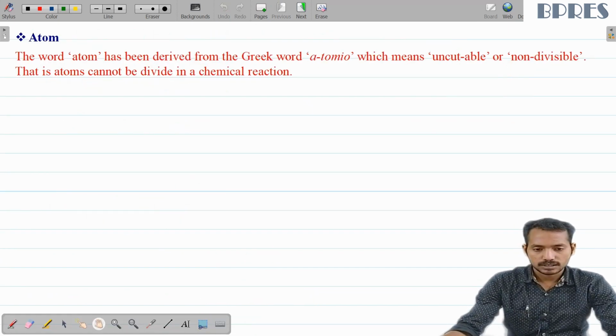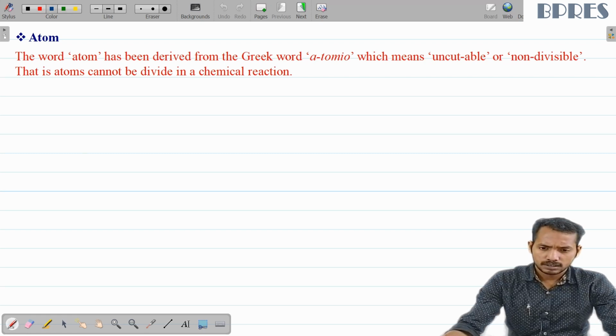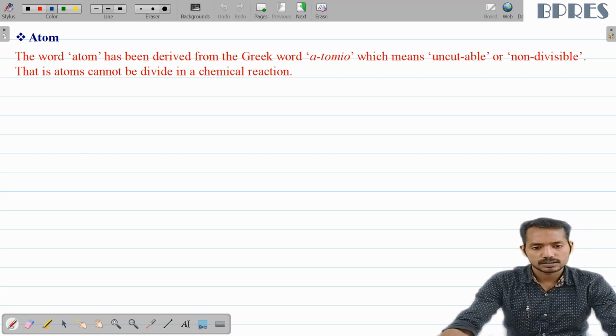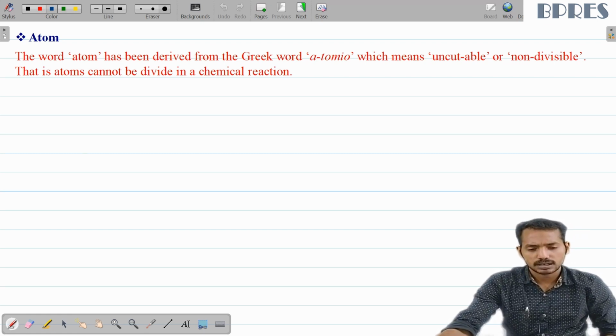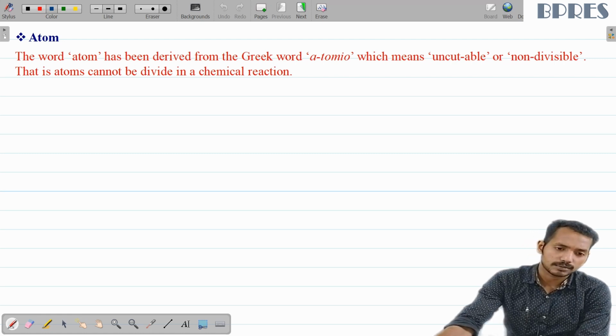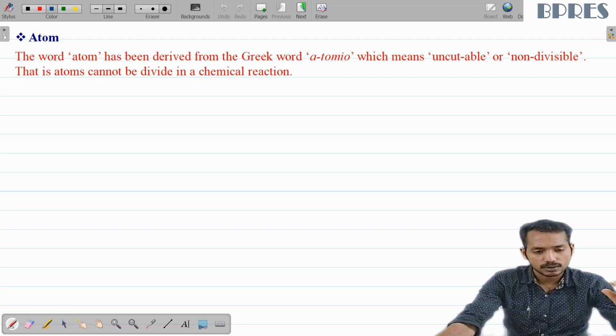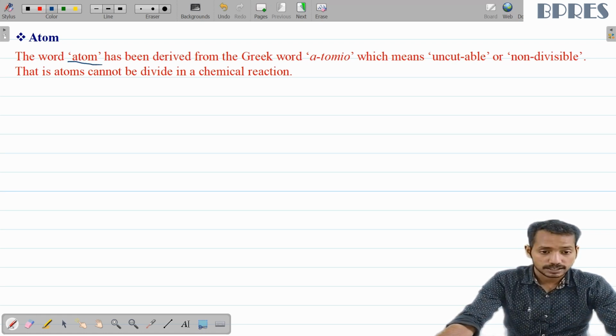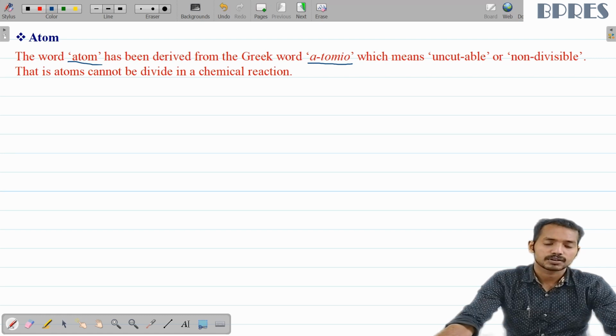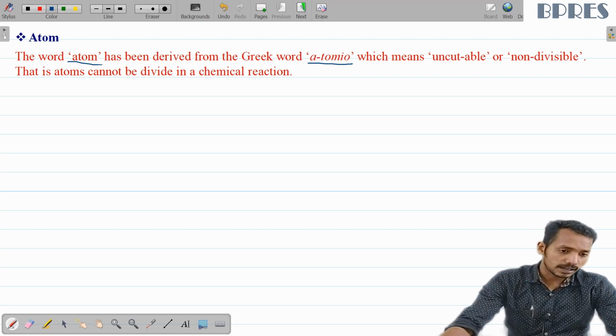Okay. Now next topic is the atom. What is an atom? Don't worry. In this chapter, we are not going to discuss too much detail of atom. That will be discussed in the next chapter, structure of atom. Okay? Here we are going to look briefly at what is an atom. This word atom is derived from the Greek word atomio. The meaning of this word is uncuttable or non-divisible.